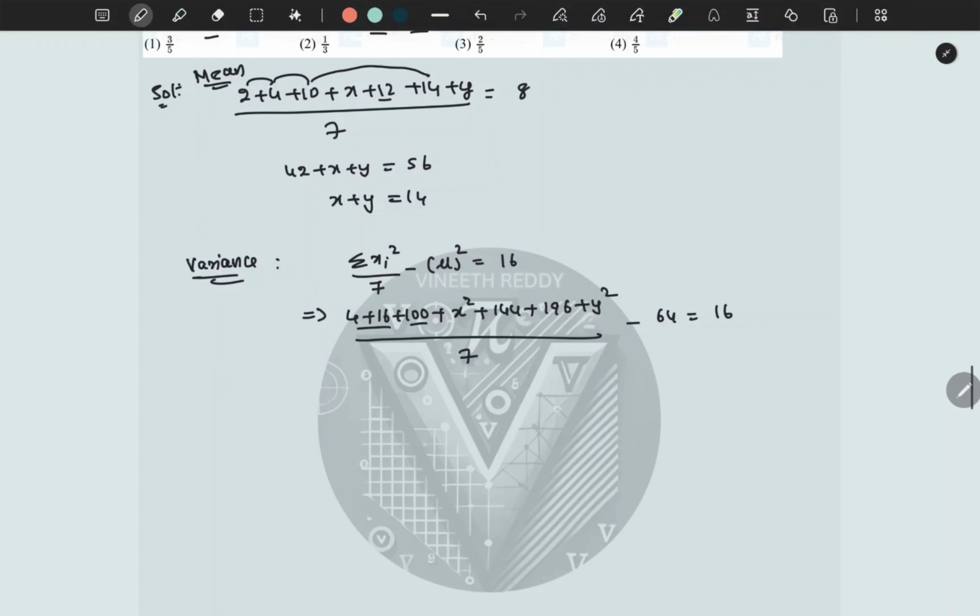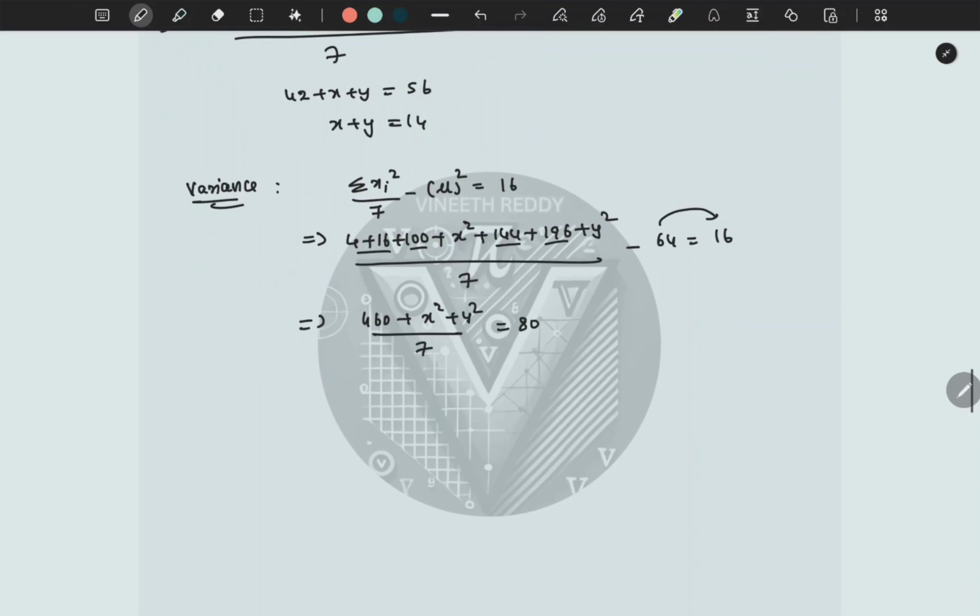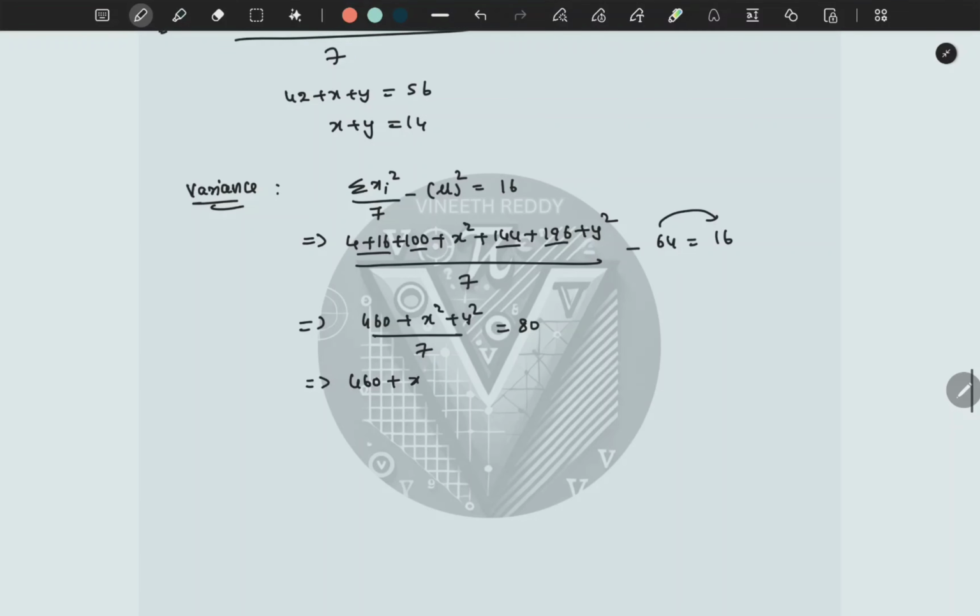If I add this, 100 plus 20 is 120, 144 plus 196, which is 200 plus 140, 340. 340 plus 120 is 460. So it is 460 plus x square plus y square, divided by 7. If I send the 64 to the right hand side, I get 64 plus 16, which is 80. So we get 460 plus x square plus y square will be 80 into 7, which is 560. So we get x square plus y square equal to 100, right?